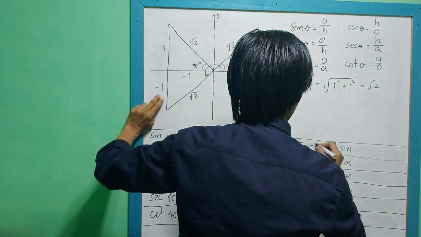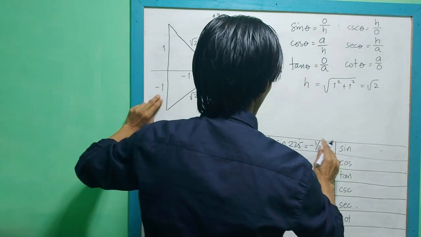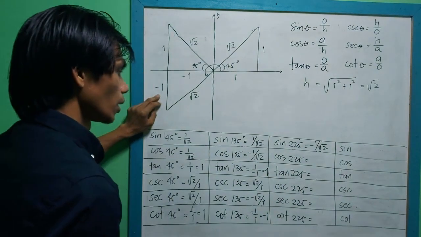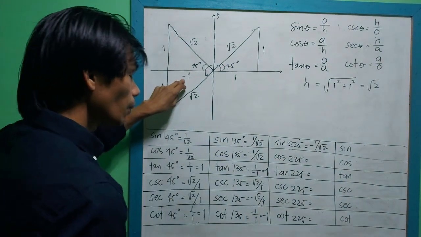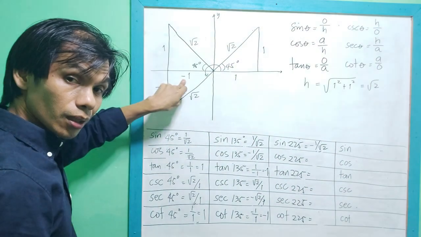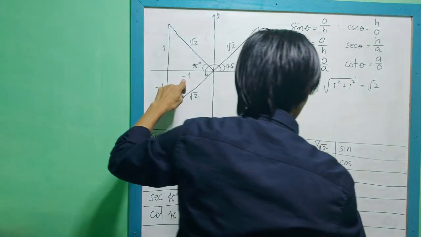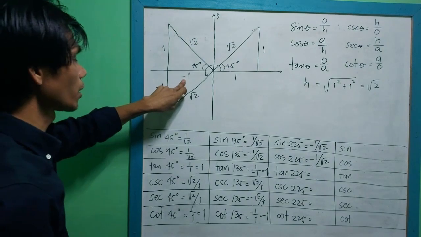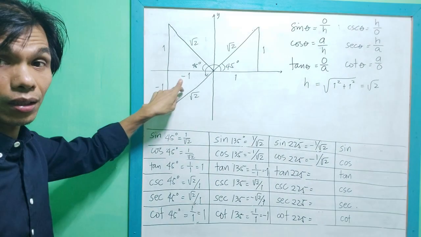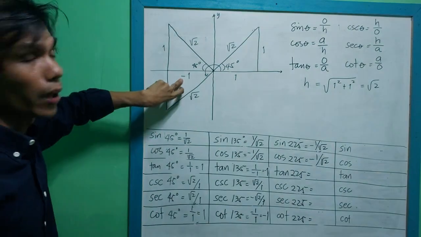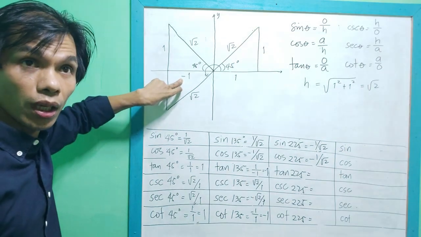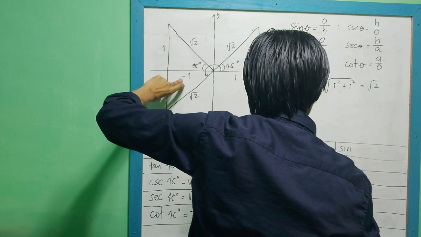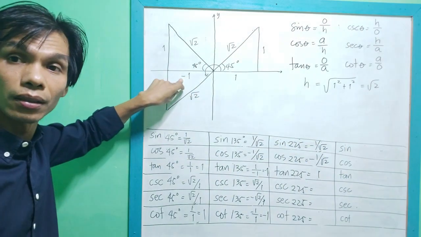Okay? So, negative 1/2. Bakit 1/2? 1 over square root of 2. Ayan. Cosine naman is also negative. Bakit? Negative yung adjacent. So, negative 1 over square root of 2. How about tangent? Opposite over adjacent. In this case, kung titingnan mo, parehong negative to. So, negative over negative is positive. So, therefore, ang tangent 225 natin is positive 1.